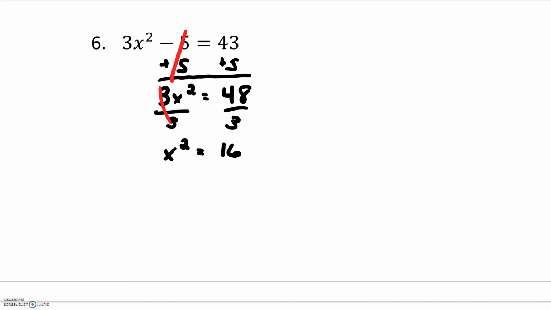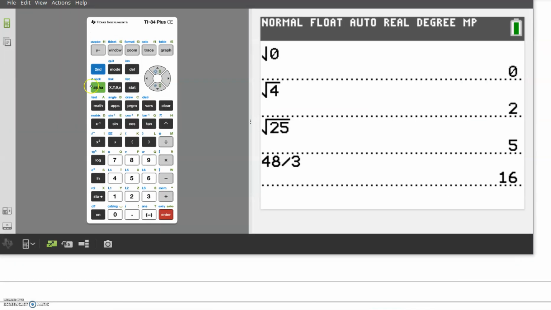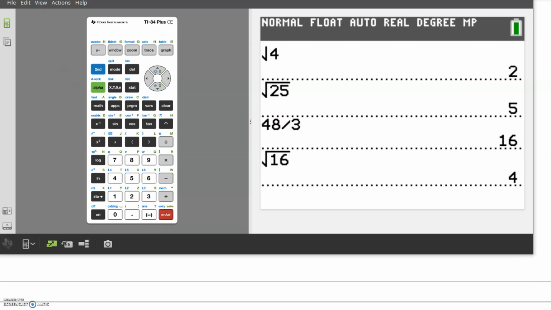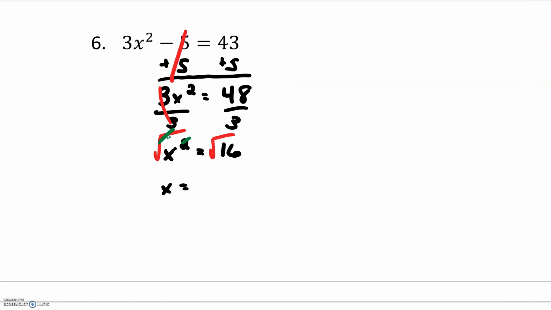Now I have something squared is equal to a number. I get rid of the squared by taking the square root of both sides. That square root cancels the squared. I'm left with x is equal to the square root of 16, which is 4. My final answers are both positive and negative 4.